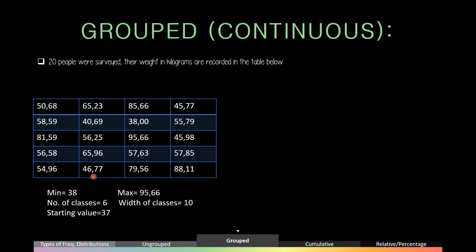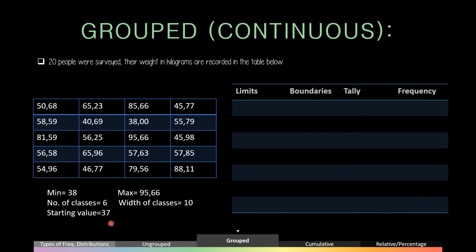Okay, so keeping those values in mind, we have a minimum value of 38, a maximum value of 95.66. We have 6 classes that we're going to construct with a width of 10. And our starting value is 38 minus 1, which is 37. So we're going to go ahead and draw that table exactly the same, except this time we're also going to include a column for class boundaries. So we have our limits, our boundaries, the tally, and the frequency.